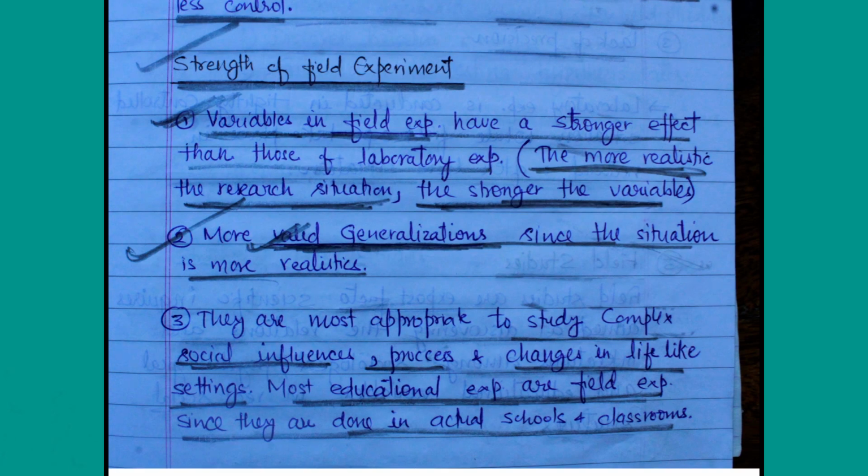So more valid generalizations can be made from field experiments. They are most appropriate to study complex social influences, especially in extension education processes, changes in life processes like sociology, educational setup. So all the research which we do in social sciences comes under field studies. We will also study those field studies. So these are field experiments. Don't confuse between field experiment and field studies. Field studies we will cover in the next module. Here we will look into field experiment.